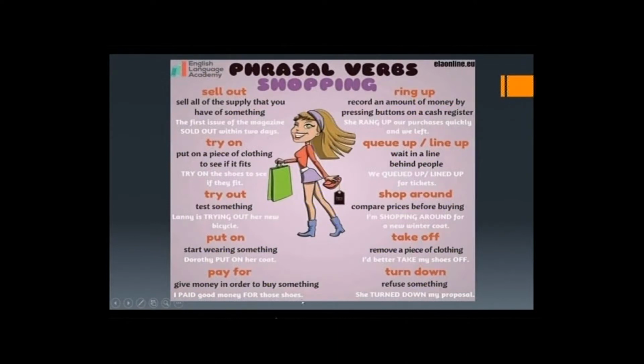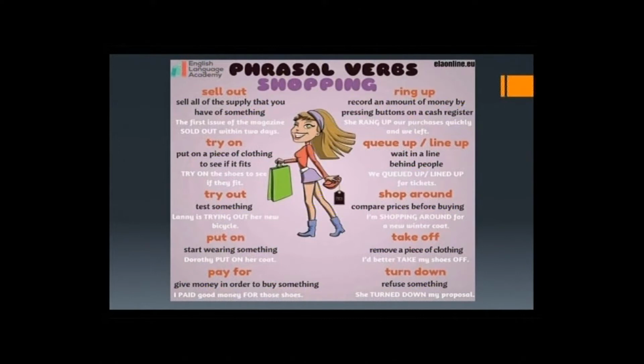We all love shopping. So the first is sell out. Sell all the supply that you have of something. The first issue of the magazine sold out within 2 days. Out shows that now you don't have that thing in the store, it is sold out, okay? Like any new movie is there, so all the tickets are sold out.